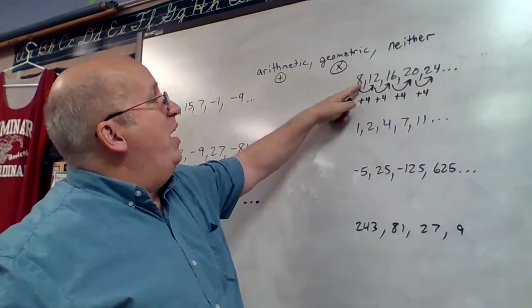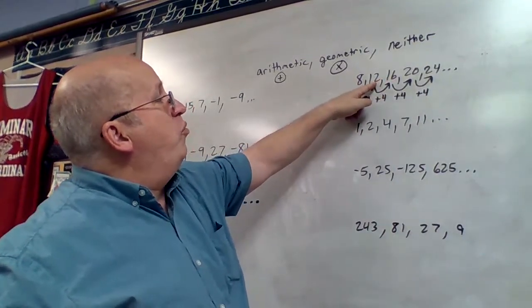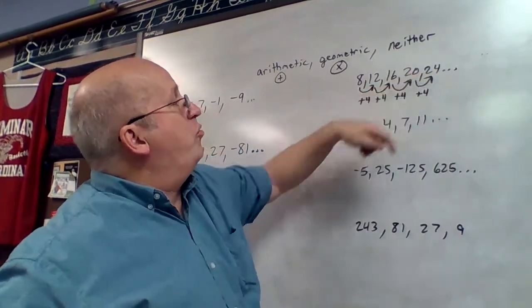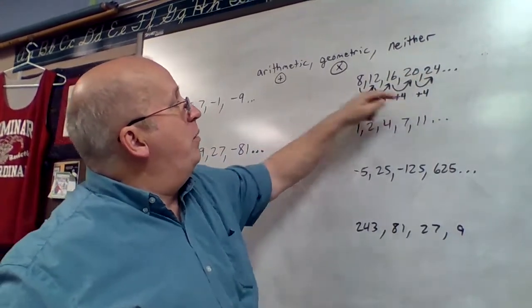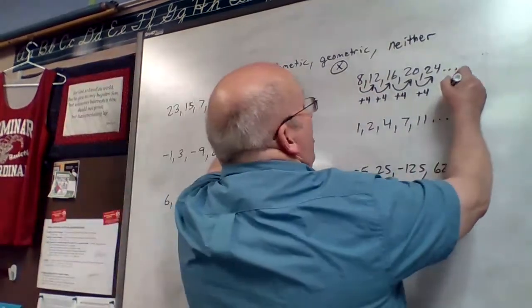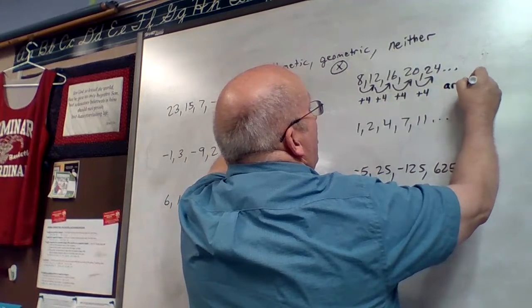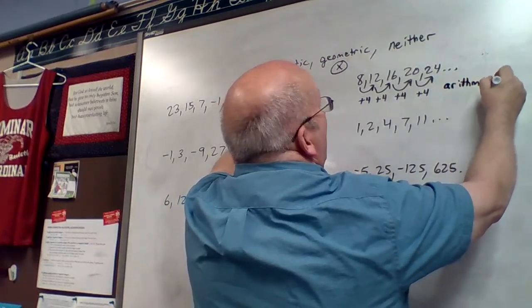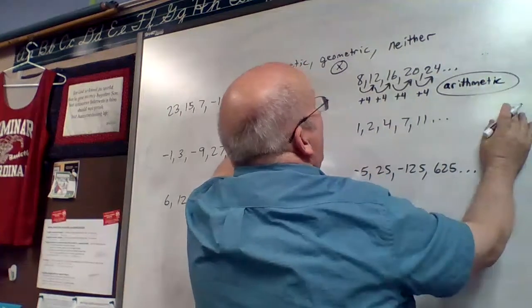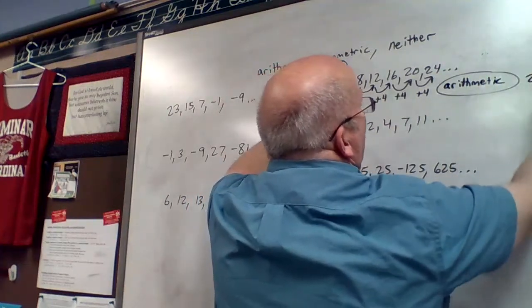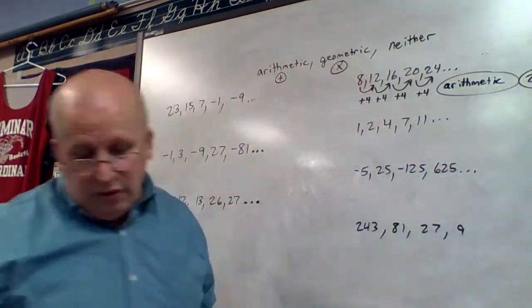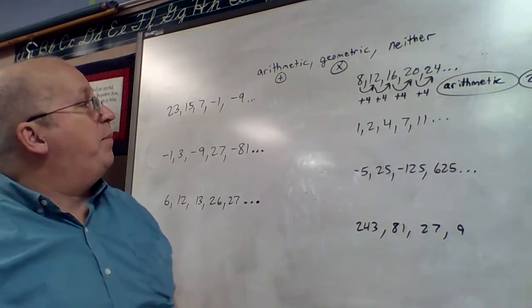12 minus 4 is 8. 16 minus 4 is 12. 20 minus 4 is 16. 24 minus 4 is 20. I'm putting plus 4 on here because going from 8 to 12 is an adding of 4. So this is an arithmetic pattern. And if somebody said to you, what would be the next two numbers in the pattern, hopefully you would recognize 28, 32, and then 36 as the next 2 or 3 numbers in that pattern.